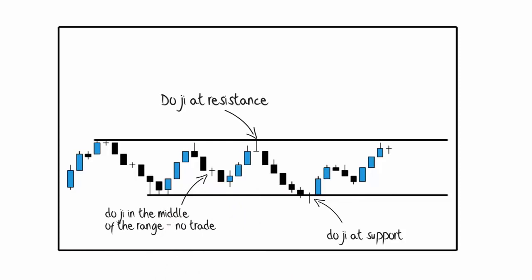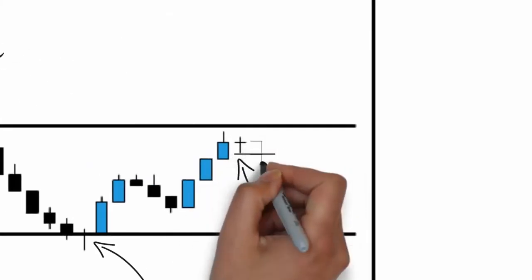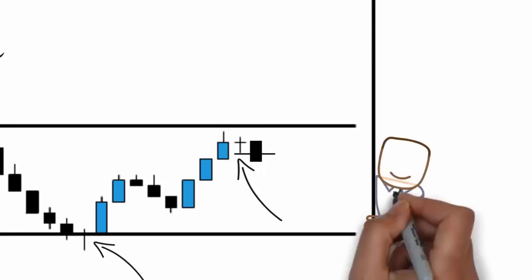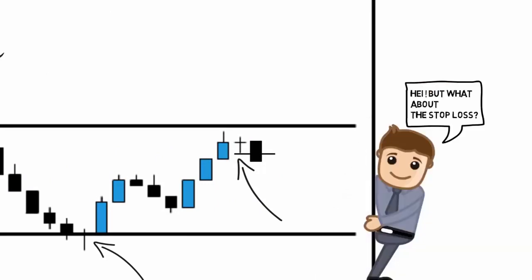Now let's get into the interesting part. A doji has appeared at resistance. Remember, doji is a neutral signal, so don't jump in the market straight away. Instead, let the market come to you. Wait for a close below the doji's low and only then open your short positions.